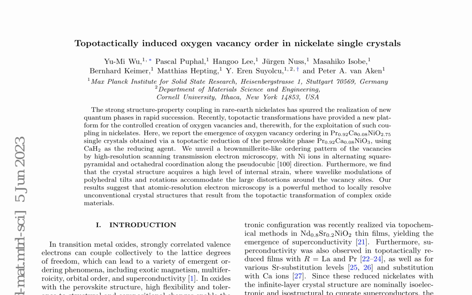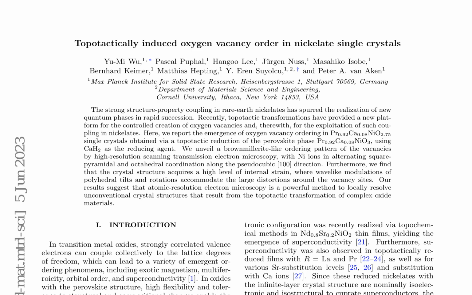The paper discusses the topotactically induced oxygen vacancy order in nickelate single crystals, specifically focusing on Pr0.92Ca0.08NiO2.75. This material was synthesized using high-pressure methods and then reduced using calcium hydride as the reducing agent. The reduction process led to the formation of oxygen vacancies, which significantly altered the electronic states in the material, potentially leading to new physical properties and technological applications.